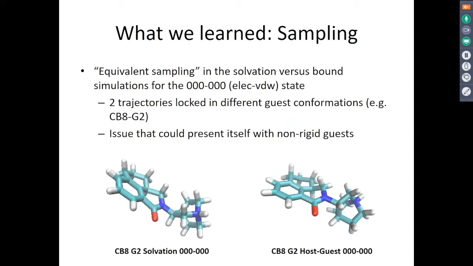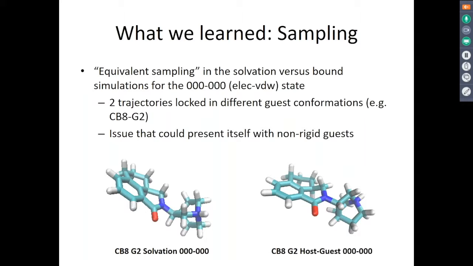The first thing we learned is that we had a sampling issue. What we observed is that at our 0, 0 level, where we had annihilated the electrostatics and completely decoupled the van der Waals, we actually had two different conformations present. Guest 2 was the poster child for this. When we had just the guest solvated, we saw this conformation for the guest at the 0, 0 level. And then when we had guest 2 in the host-guest system, but turned off all the electrostatics and van der Waals, we saw this conformation for the guest. So we actually had different reference states present.